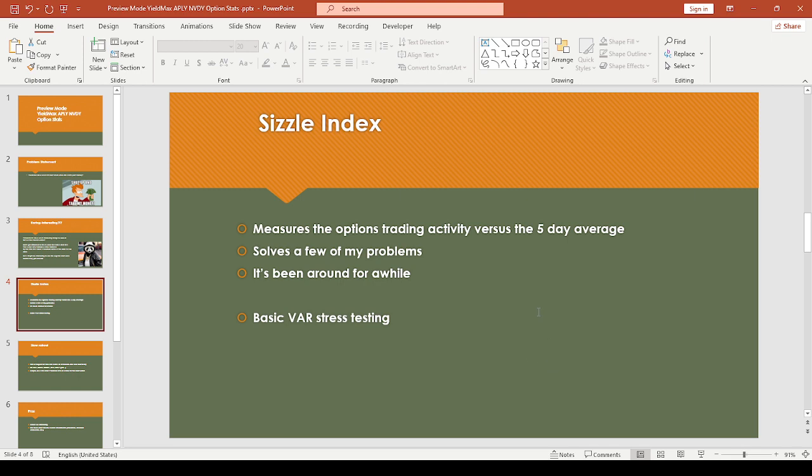Just a reminder, the Sizzle Index measures the option trading activity versus the 5-day average. So I think this will solve some of my problems, but it's been around for a while, so I know it's pretty accurate. And then I also want to do some basic VAR testing. That's basically value at risk.